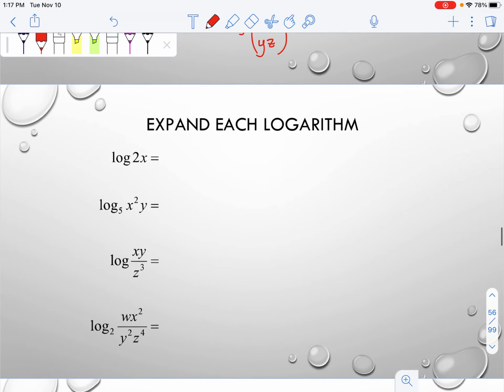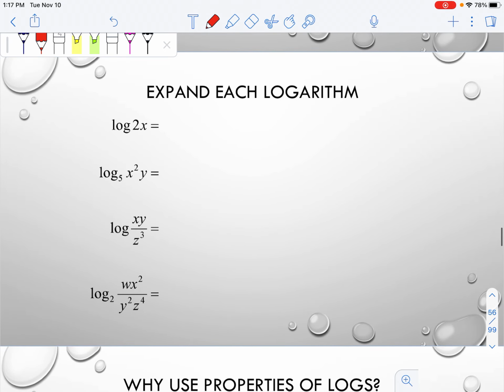All right, now let's expand some. So now we're going the other way. We have to figure out what operation we have. Is it multiplication? Is it division? Do we have a power? We got to follow the laws. So here I'm multiplying clearly, 2 times x, so I can split that apart with addition and say log of 2 plus the log of x.